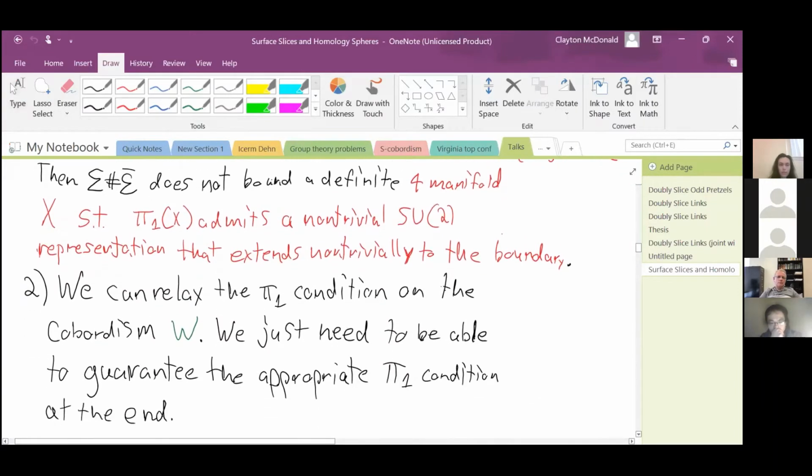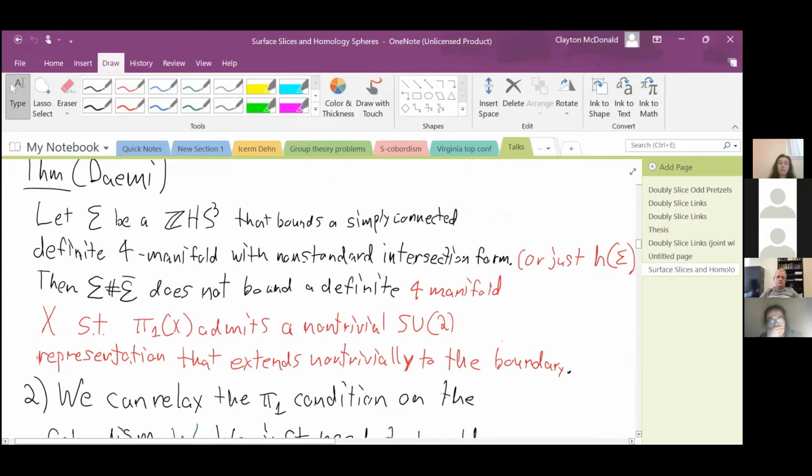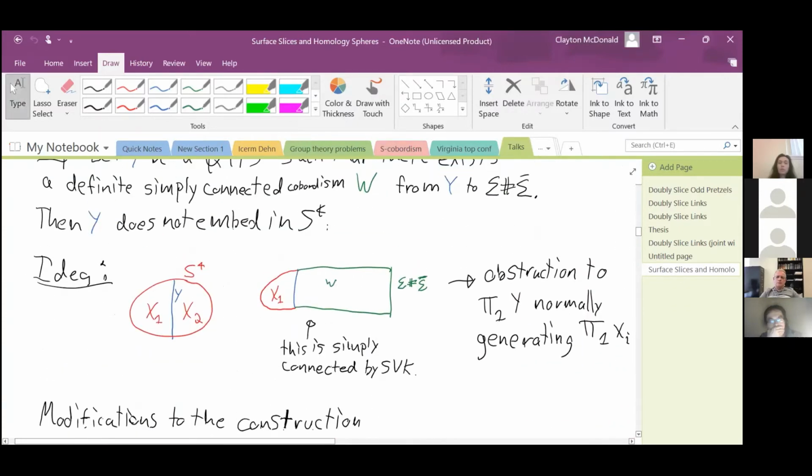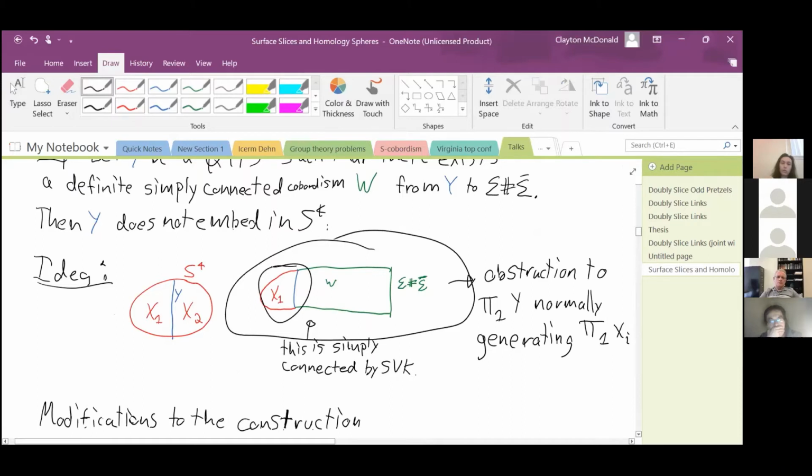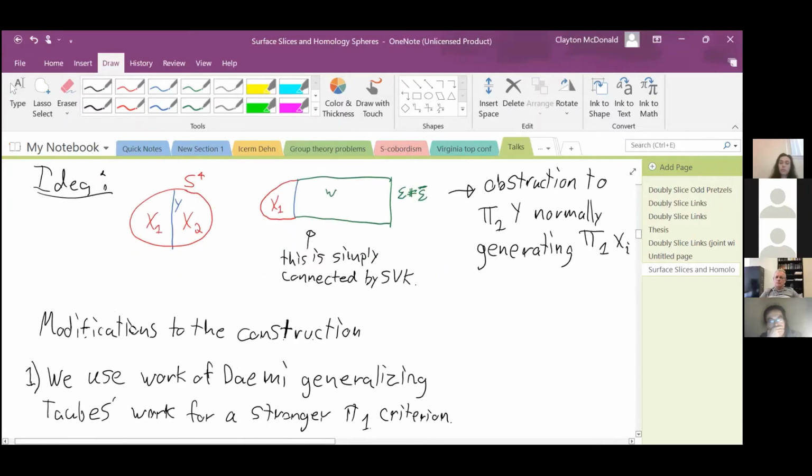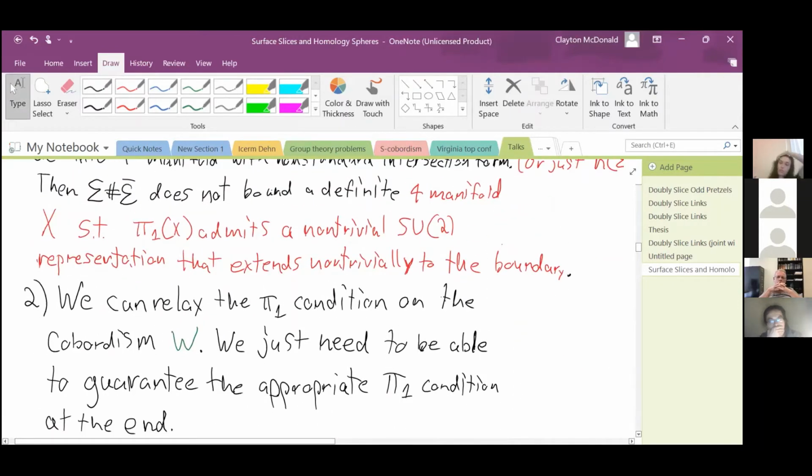Okay, so the second modification to this construction will be that we're going to relax the pi1 condition a little bit on the cobordism W. We don't actually need it to be simply connected. In fact, we don't even need it to not admit a non-trivial SU2 representation. In fact, the example we'll be giving will admit a non-trivial SU2 representation, I believe. All we need to do is make sure that whatever pi1 condition we care about is satisfied once we actually glue this rational homology ball to the cobordism. It doesn't actually need to be satisfied before that, right? And so this seems like a little bit vague right now. It'll be more specific once we get to the specific examples in question. Okay.